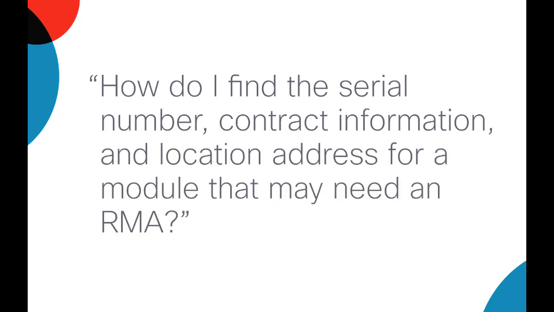How can I find the serial number, contract information, and location address for a module which is part of a chassis in my network, and that module may need to be RMA'd?